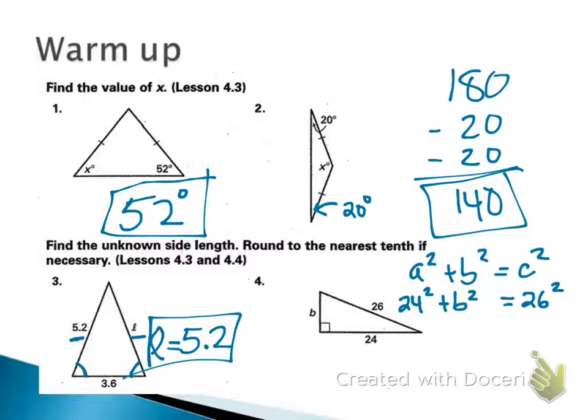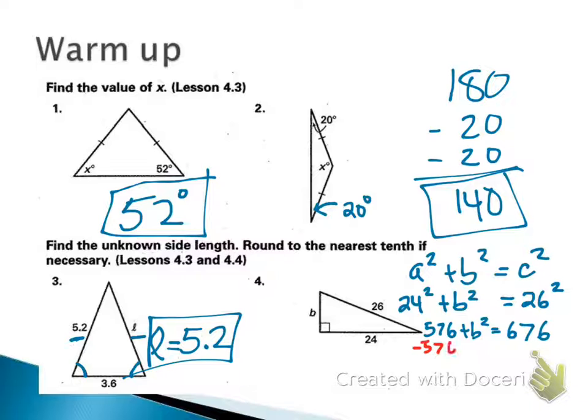What are we doing? We doing radical right now? This is the Pythagorean theorem. So we're going to have to do a square root at the end. All right, what is 24 squared? 576 plus b squared equals, what's 26 squared? 676, okay. I think we've done this one before. It works out pretty nicely.